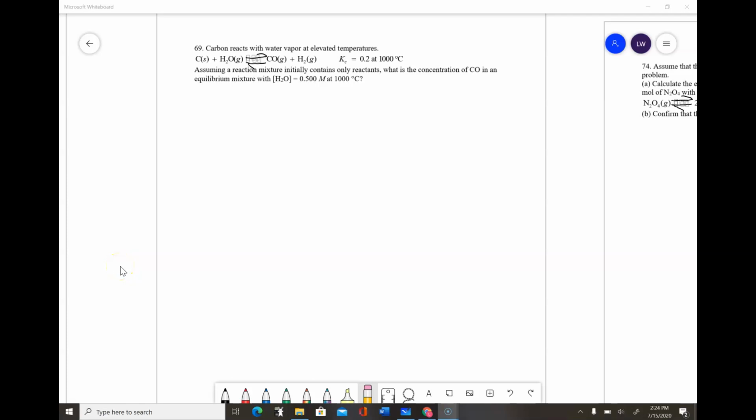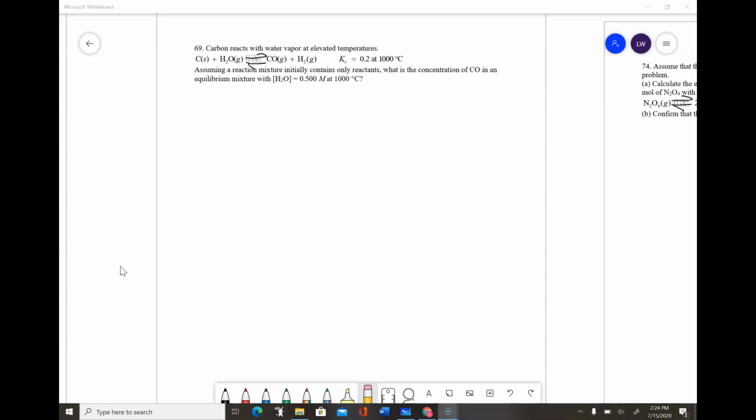So this is a more quantitative problem. It says that carbon reacts with water vapor at elevated temperatures, and it gives the expression. This is carbon solid plus water gives carbon monoxide and hydrogen gas. It has a small Kc of 0.2. So when I look at this, what I'm thinking is this is a reaction that doesn't form very many products. And I'm also acutely aware of the fact that there's solid carbon there, and that carbon is not going to appear in the expression for K.